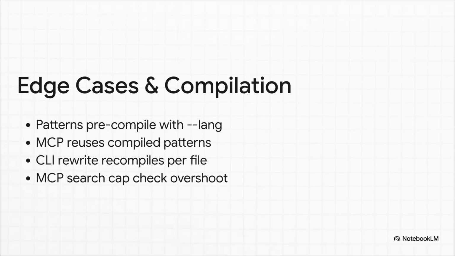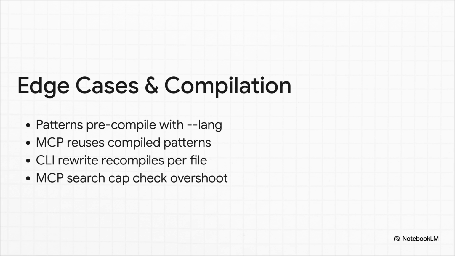For those of you who love a bit of technical depth, there are some really fascinating details about how patterns are compiled under the hood. When you specify the language flag, the AST pattern is intelligently precompiled and reused, which makes the MCP tool just blazing fast. Now, in the spirit of full transparency, there are a couple of very low-severity edge cases in this patch to be aware of.